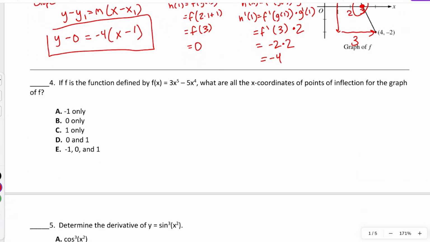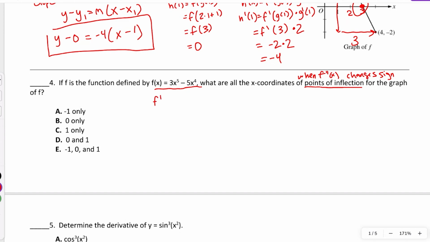Number 4 says if f is a function defined by this quintic function right here, what are all the x-coordinates of the points of inflection? So the points of inflection are going to occur when f double prime changes sign. So what we need to do is find f double prime, construct a sign chart, put the subcritical values on that sign chart. Those will be where we potentially have a point of inflection, and then figure out where, if at all, the points change sign.